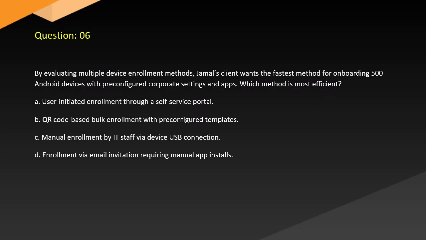Question 6. By evaluating multiple device enrollment methods, Jamal's client wants the fastest method for onboarding 500 Android devices with pre-configured corporate settings and apps. Which method is most efficient? A. User-initiated enrollment through self-service portal. B. QR code-based bulk enrollment with pre-configured templates. C. Manual enrollment by IT staff via device USB connection. D. Enrollment via email invitation requiring manual app installs.